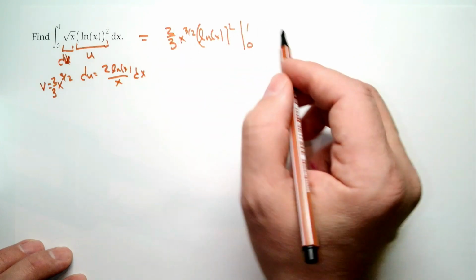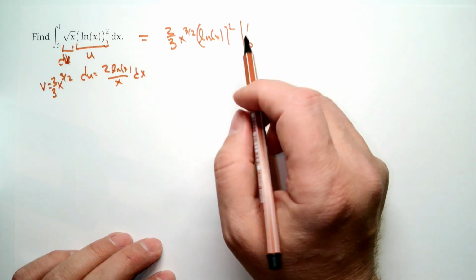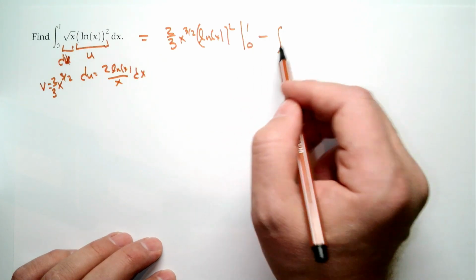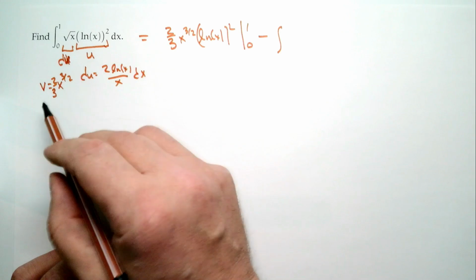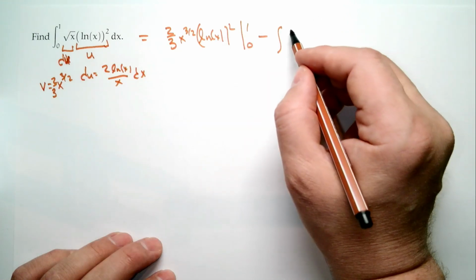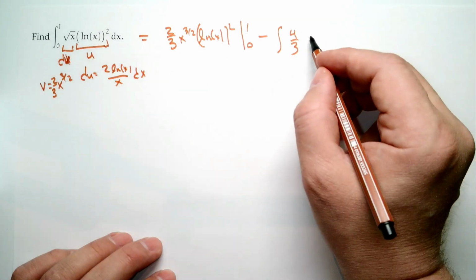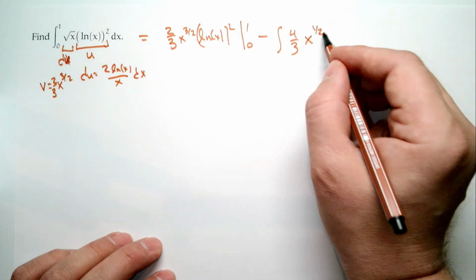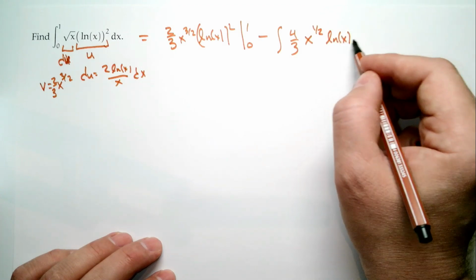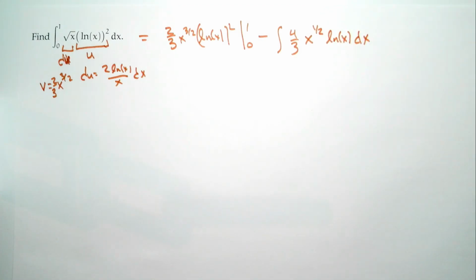Evaluate from 0 to 1. We'll talk about what that is in a second. And minus the integral of v du. So multiply these things together. And so you get 2/3 times 2 is 4/3. x to the 3/2 times 1 over x is square root of x again. All right, that's x to the 1/2, and then natural log of x. Now, one thing that should happen is if you do integration by parts, it should be simpler, or at least the same. If you do integration by parts and things are more complicated, you're doing it wrong. Go back and try the other way.